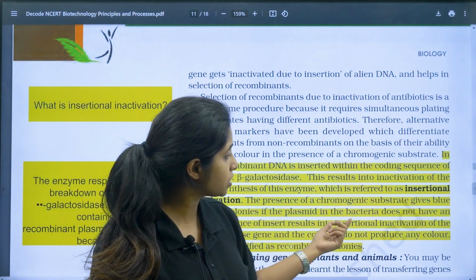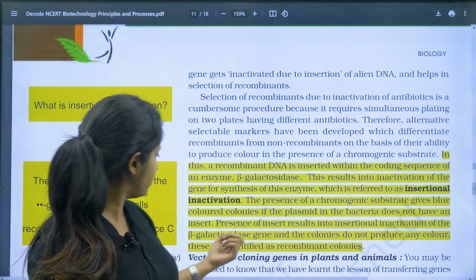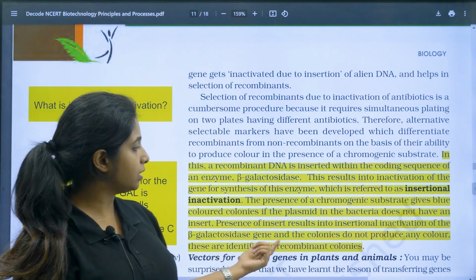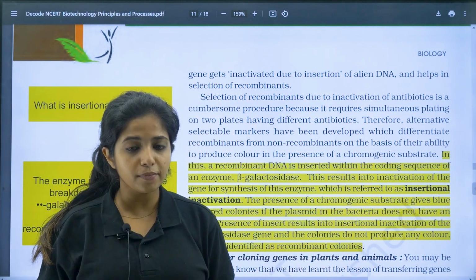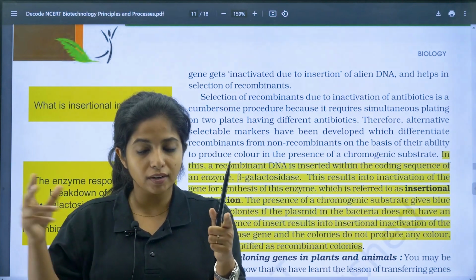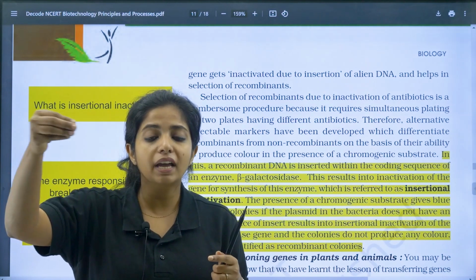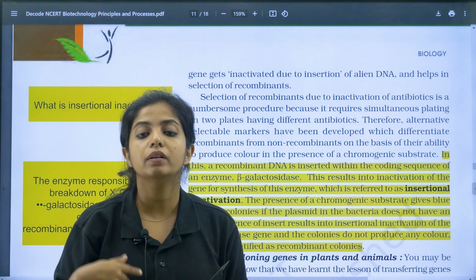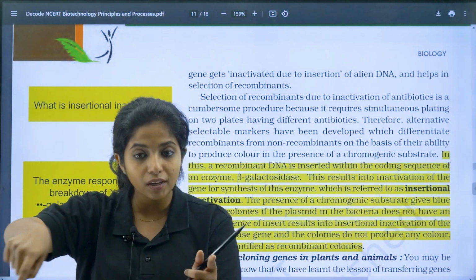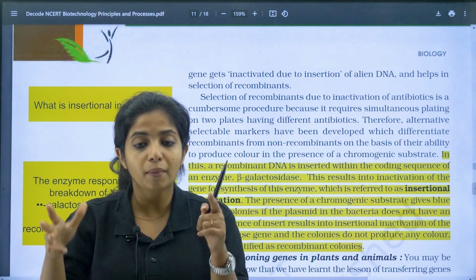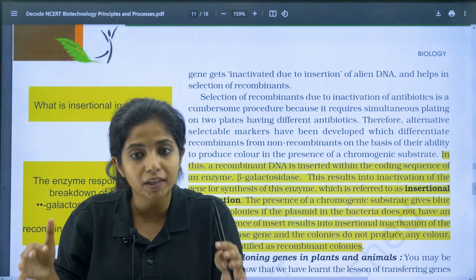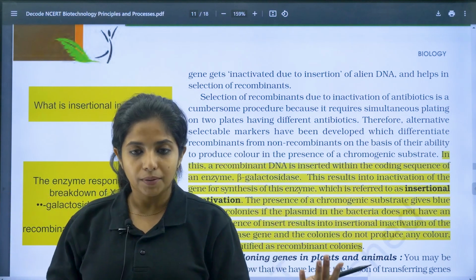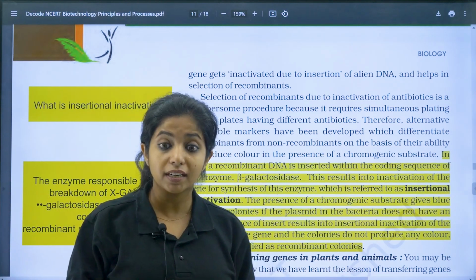Presence of insert results in insertional inactivation of the beta-galactosidase gene, and the colonies do not produce any color. These are identified as recombinant colonies. Since this enzyme is not there, I have put my gene of interest. Even if I add the substrate, it won't give me blue color, it will give me white color. That means this colony of organisms has my gene of interest. They are the recombinant ones, the new ones. I have to select them, clone them and increase their number. You get it? Again, this is a selectable marker.